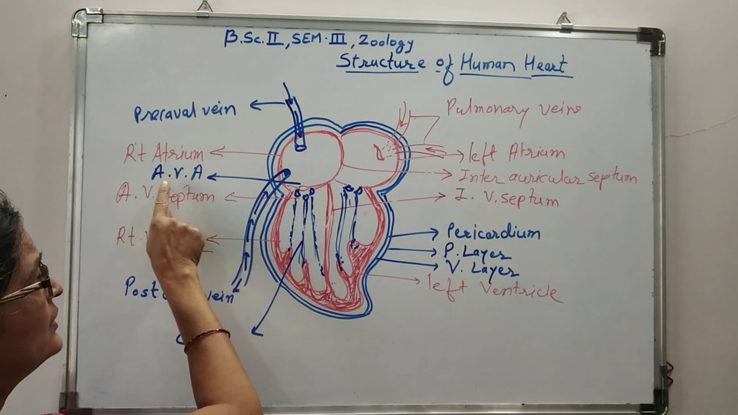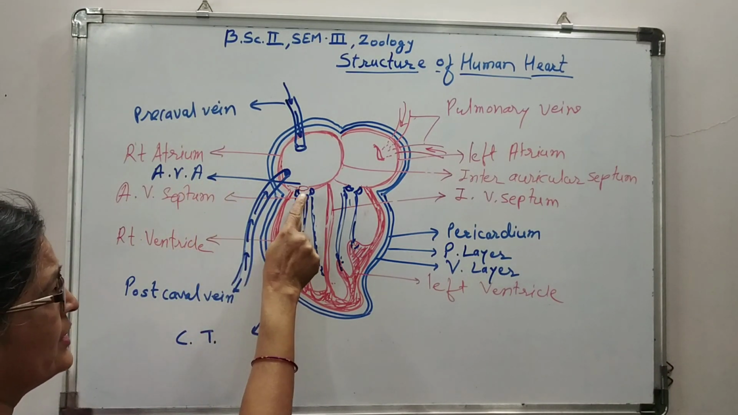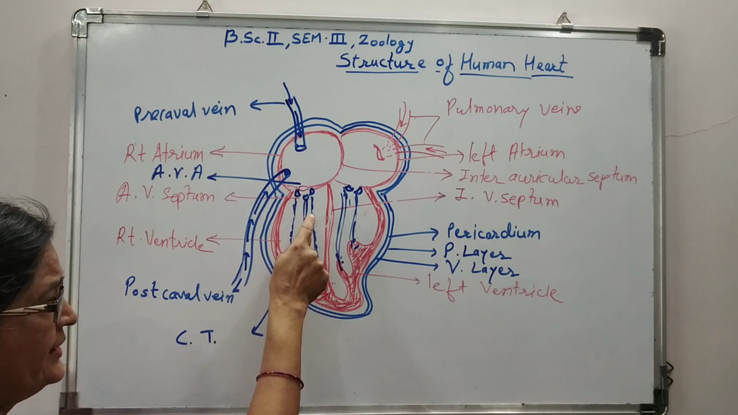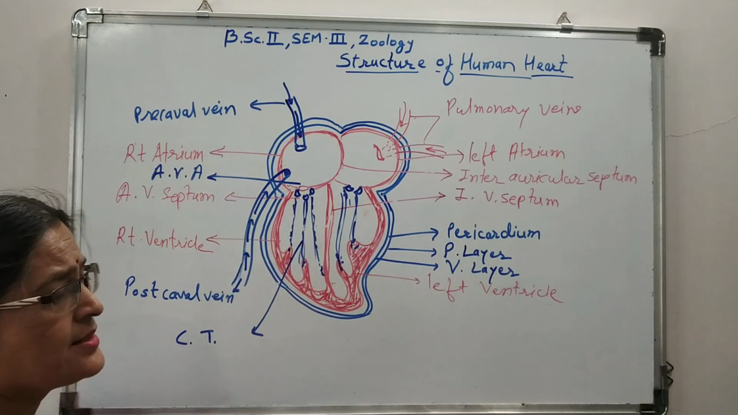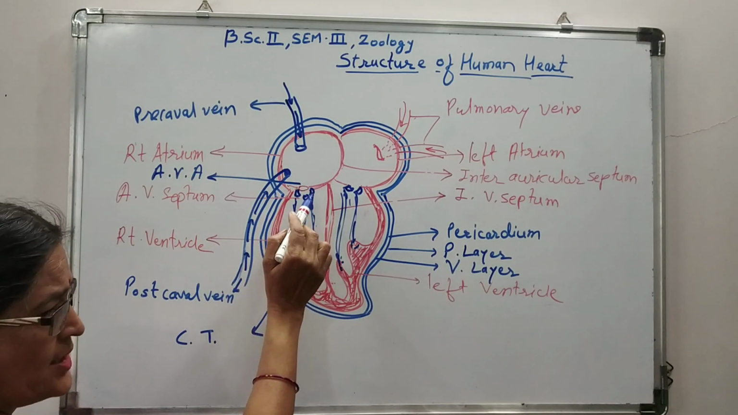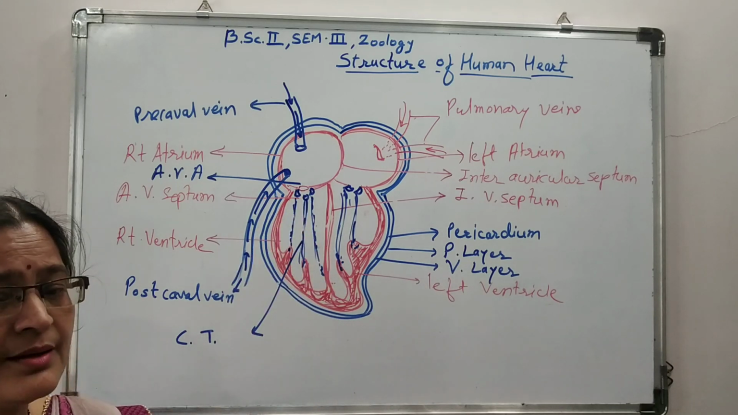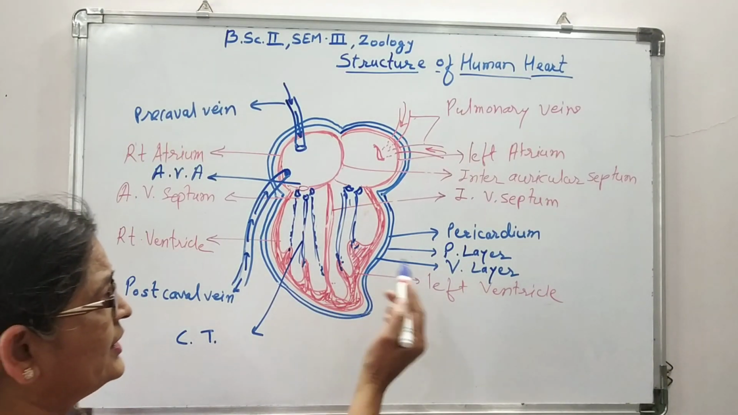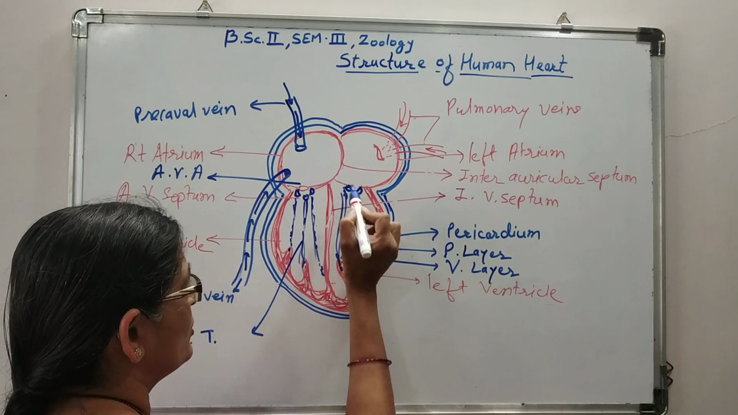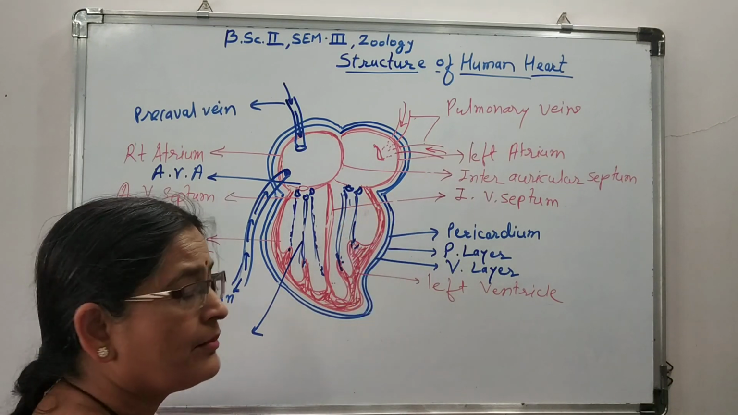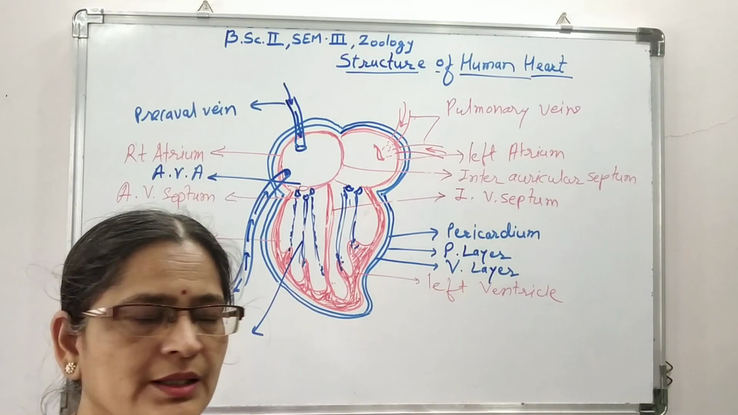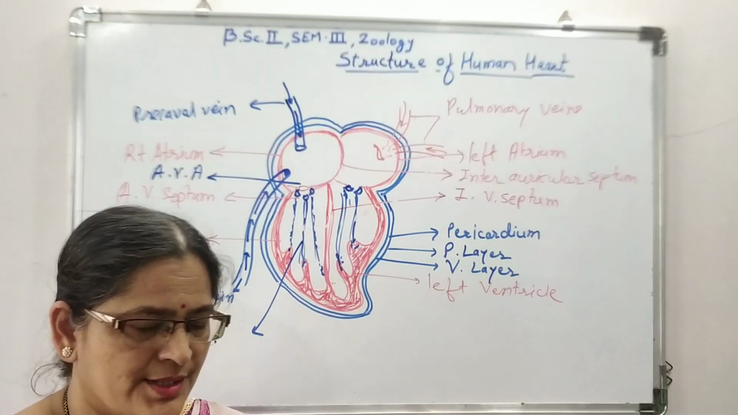See here, this is the auriculoventricular aperture on the right side, which is guarded by these three flaps. These are called tricuspid valves. On the left side there are two flaps. These are the bicuspid valve, also known as the mitral valve.